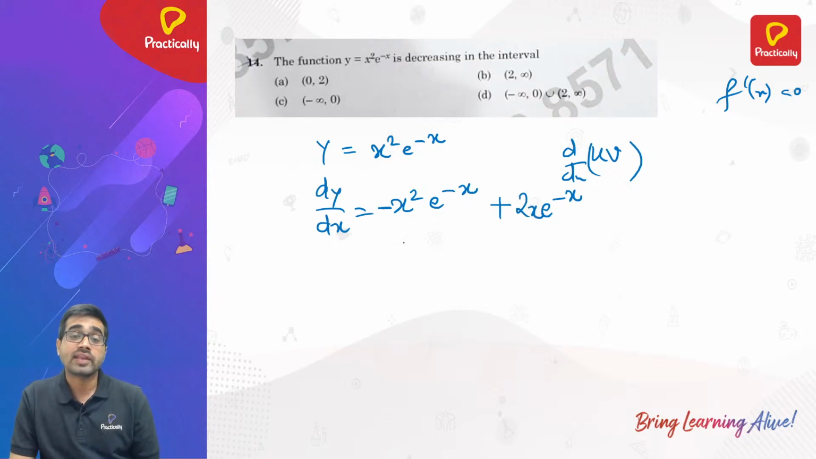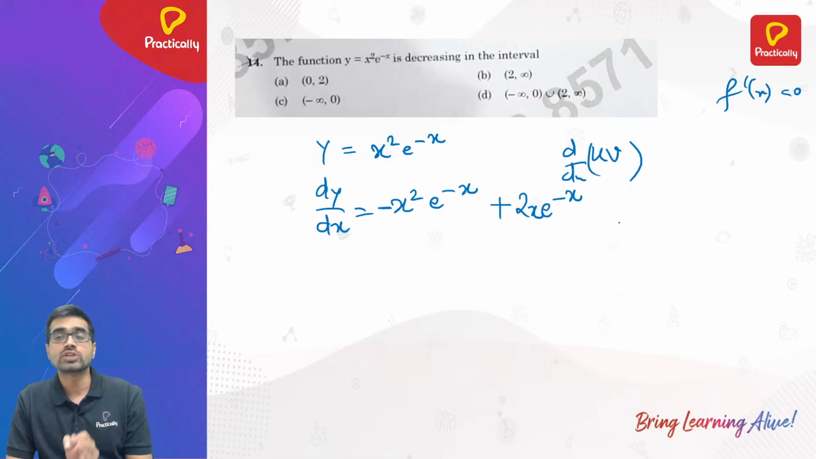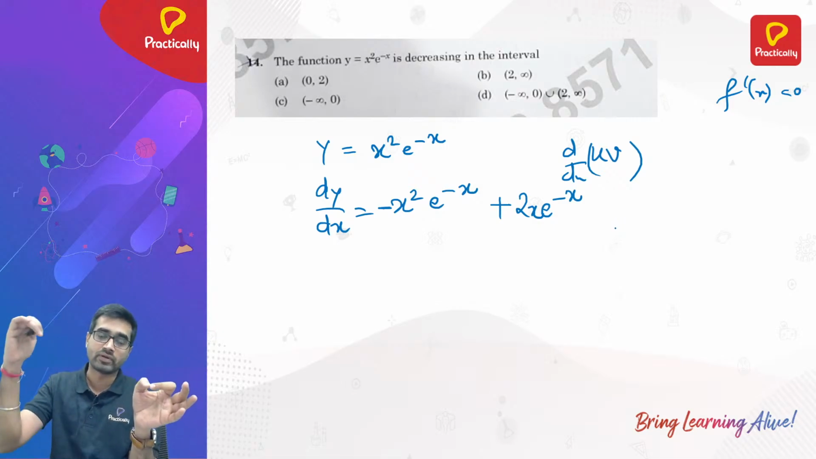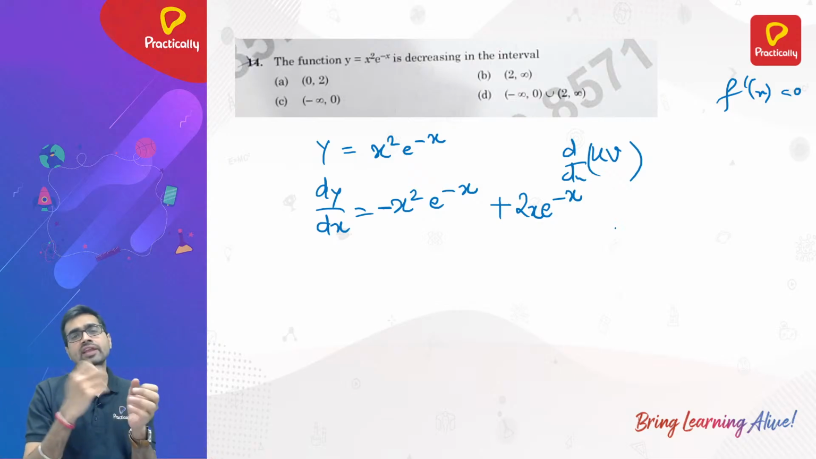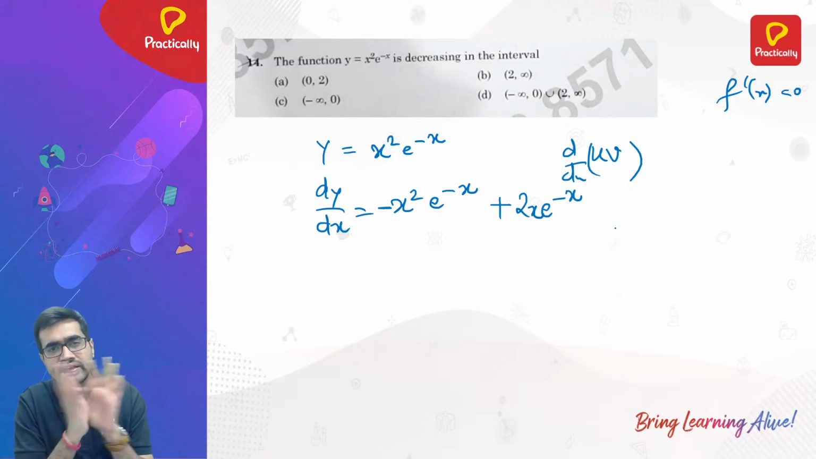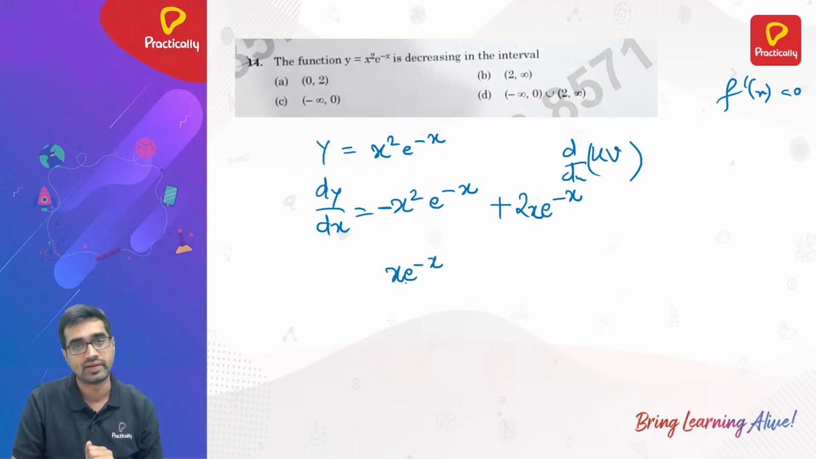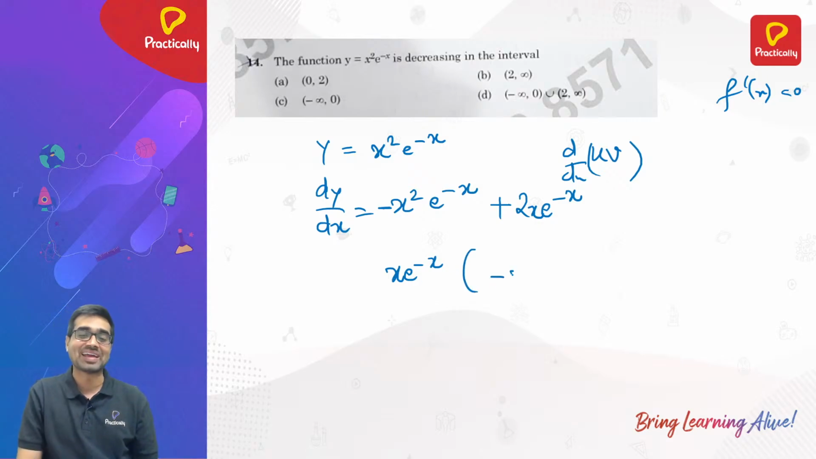Okay, now you have to equate it to 0 to find the critical points. Those critical points you then use to plot the wavy curve, and then you find the region where it is negative. Very simple 3-step process. First step, take x e to the power minus x common. Let life be a little easy. Okay, so now you get minus x, which is the one x that was left, plus 2.